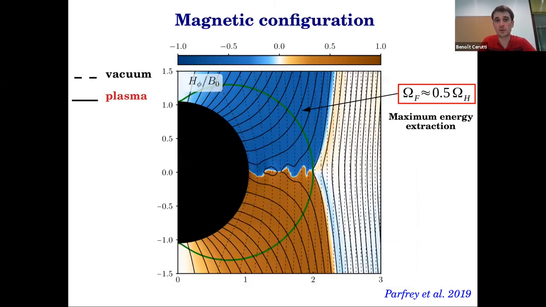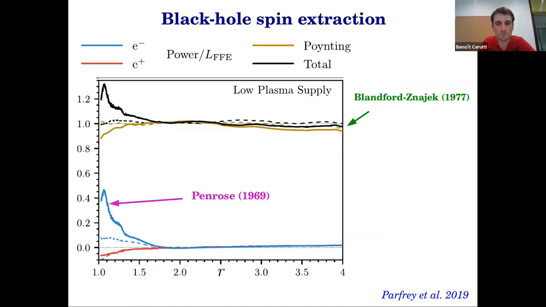This is how the magnetic field configuration looks, in particular focus on the color, which shows you the amount of toroidal magnetic field, so the amount of winding of the field lines. So the bluer the color, the more important the winding is. And we've been able to confirm that these field lines are indeed rotating at the expected rate of half of the horizon angular velocity. We can then compute the amount of electromagnetic power being supplied by the black hole to infinity. And this is consistent with the Blandford-Znajek kind of extraction in terms of Poynting flux.